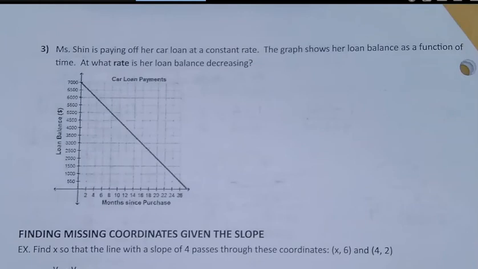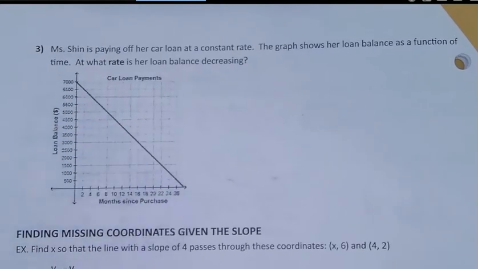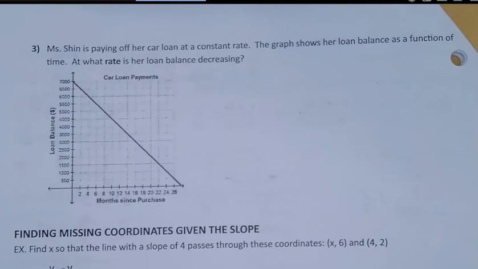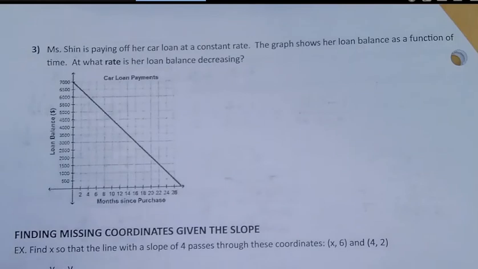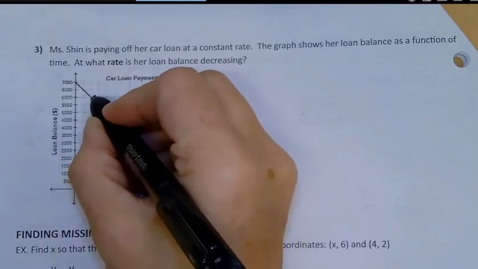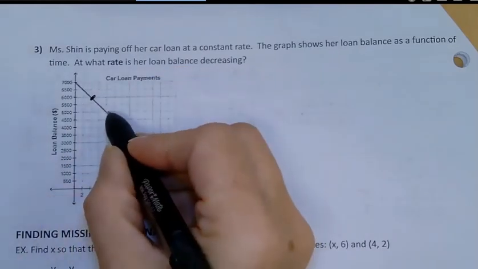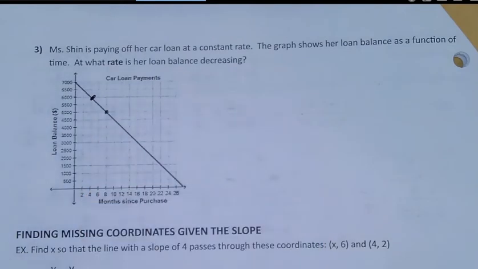Okay, so in this problem, Ms. Shin is paying off her car loan at a constant rate. The graph shows her loan balance as a function of time, and notice it's a negative slope. We see that the amount she owes, the balance that's left, is going down. That's what we want. Okay, so at what rate is her loan balance decreasing? Let's find out. We can find any 2 points that we are willing to work with. So that looks like a good point right there. I'm looking for points that are pretty solidly on the axis.